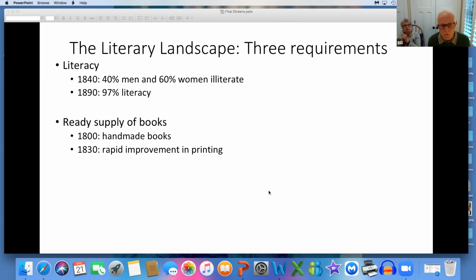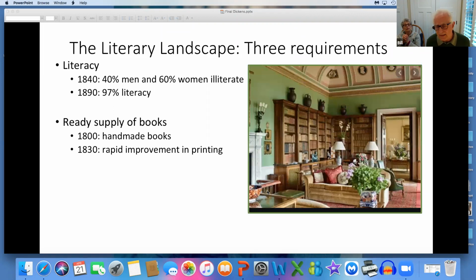So a second thing that you need to have a real literate society is a ready supply of books. Well, in 1800, most books were actually handmade. We're dealing with the time of the Industrial Revolution and steam power, but it wasn't until about 1815 or so when steam-powered printing presses came into being. So it was hard to make a book, and they were expensive, which we're going to talk about also.